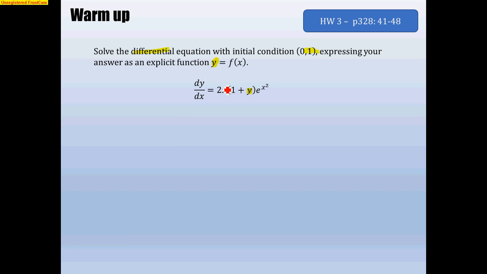So, the first thing I'm going to do is divide both sides by 1 plus y to the first, so that I'll just leave the x stuff over here. Now, of course, when I do that, I'll get 1 over 1 plus y, which I'm going to make 1 plus y to the negative 1. So I'm going to have (1 plus y) to the negative 1 dy/dx is equal to 2x e to the x squared. Then I'm going to anti-differentiate both sides with respect to x.